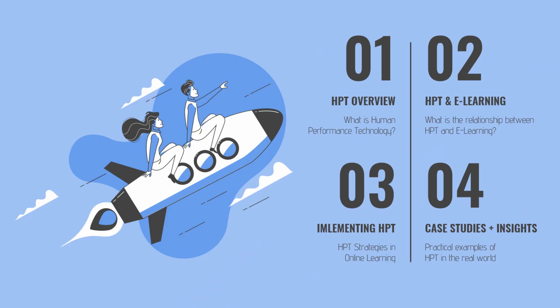Let's briefly discuss our agenda. In section 1, we'll start with an introduction to HPT, discussing its definition and relevance in today's corporate world. We'll then delve into the rise of e-learning, its benefits, and the challenges it faces in corporate training. Following this, we'll explore the HPT model in more detail, including its phases. We'll examine how HPT principles can enhance e-learning, look at strategies for implementing HPT in online learning, and review some case studies from leading companies and conclude with the key takeaways from our discussion.